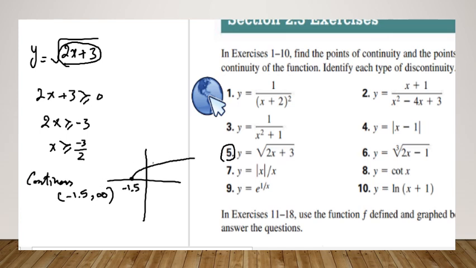Before this, there is no graph from negative infinity to negative 1.5, so there is no point of discontinuity. All the points below negative 1.5 are not part of the domain. And notice that the root could be the root of 0, and the root of 0 is 0. It could be 0.